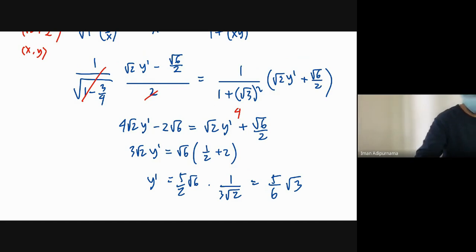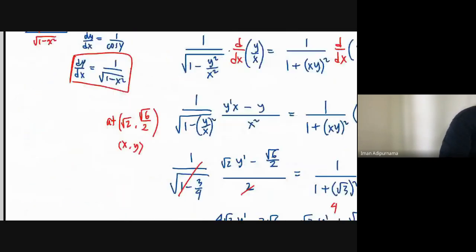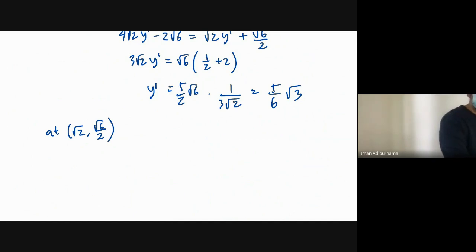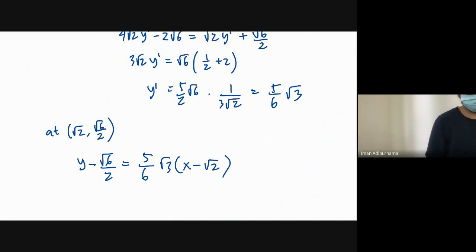Okay, so what is the question? The tangent line. Okay, tangent line then, at square root of 2, square root of 6 over 2 for the y, and the slope is 5/6 square root of 3 x. Yeah, you can just stop here and this will be the tangent line. That's okay.